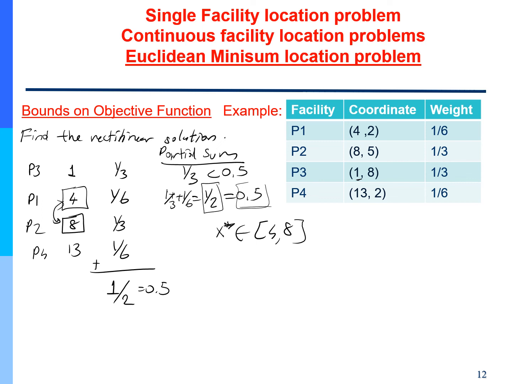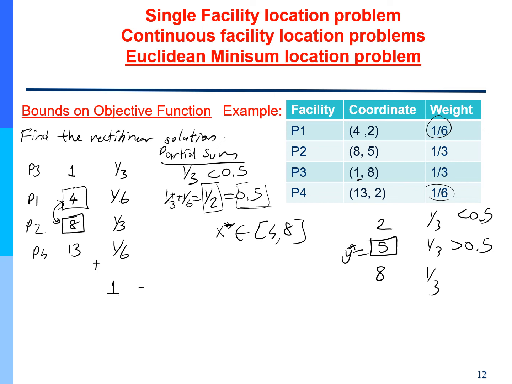And when you do the same thing for the y coordinate, just order them according to their y coordinates. So 2, 5, and 8 are the y coordinates, and their corresponding weights are 1/6 plus 1/6, 1/3, 1/3, 1/3. So this is less than half, this is greater than half. So we understand that the optimal y coordinate is 5. Okay, we identified the optimal x and y coordinates. And we will be making use of this.